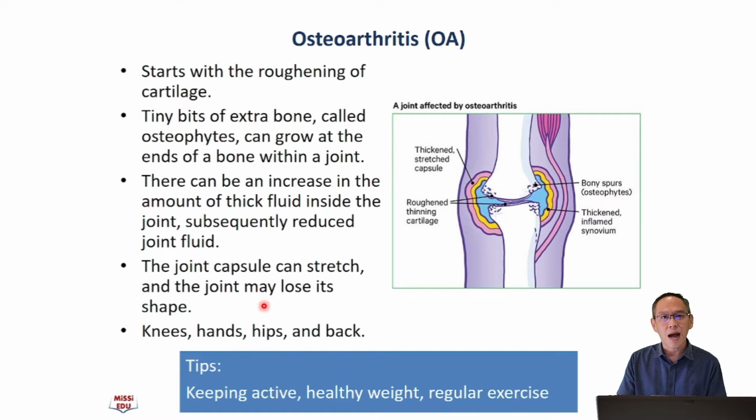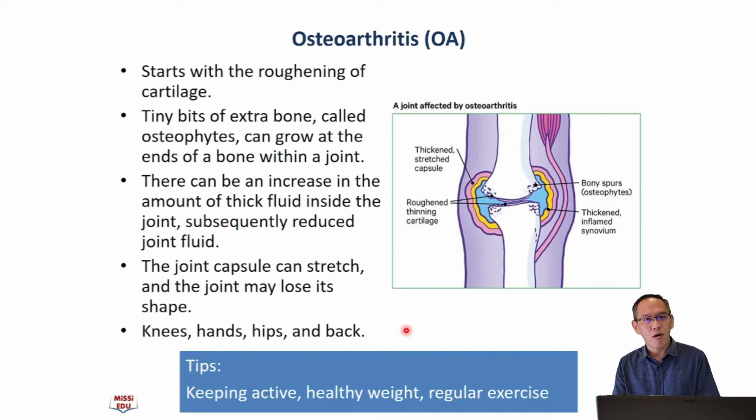The commonest areas affected with osteoarthritis are knees, hands, hips, and the back. You can see the diagram here. They tend to have an extra bone spur we call osteophyte over here. The joint space is also reduced because of the cartilage damage, and the synovium can be inflamed and thickened, with a lot of inflammation going on. The cartilage is no longer smooth, so it causes a lot of pain when we move the joint, and the capsule is also distorted in shape.